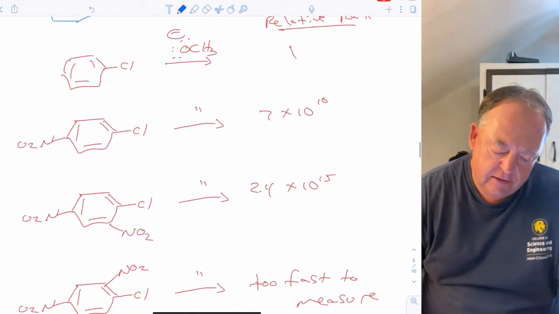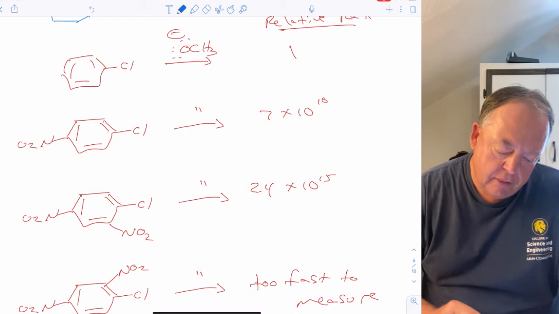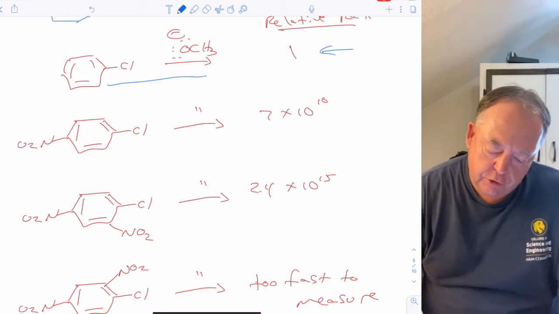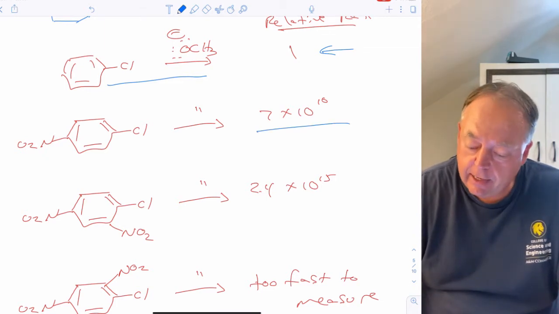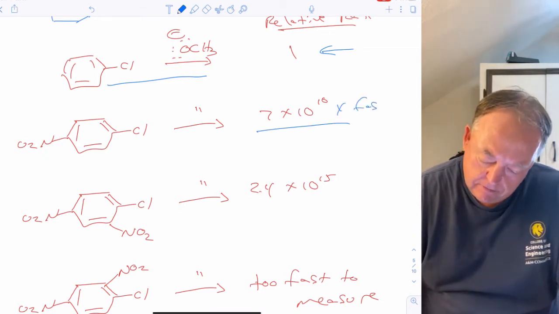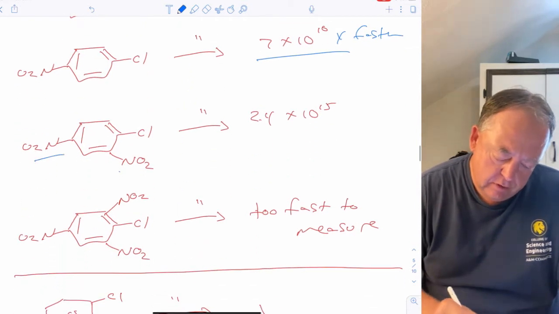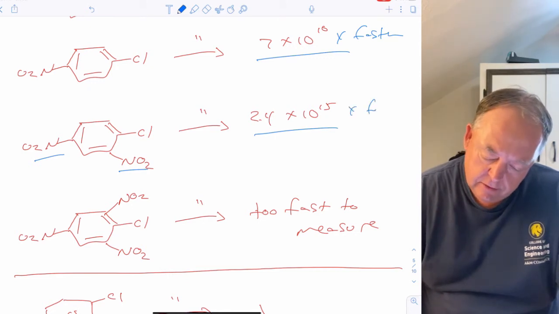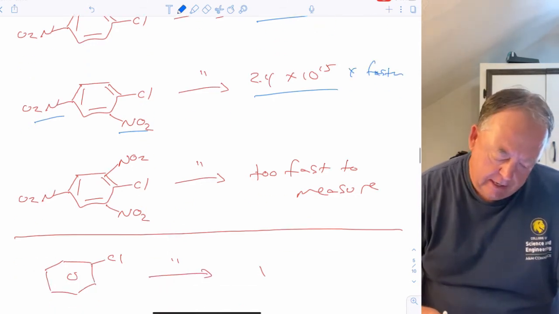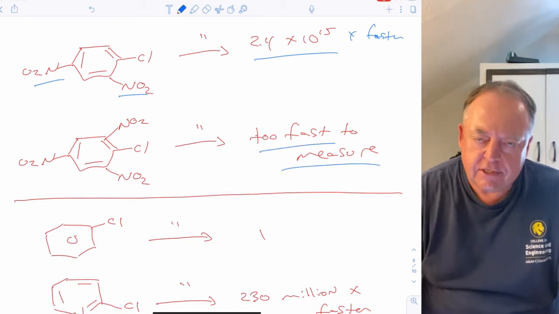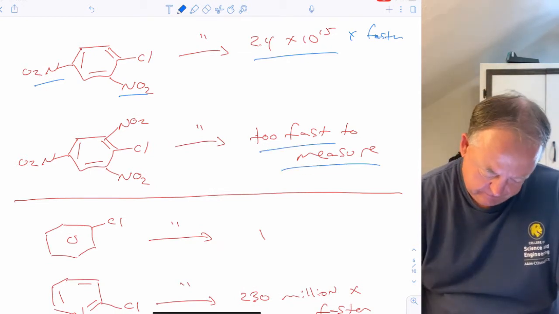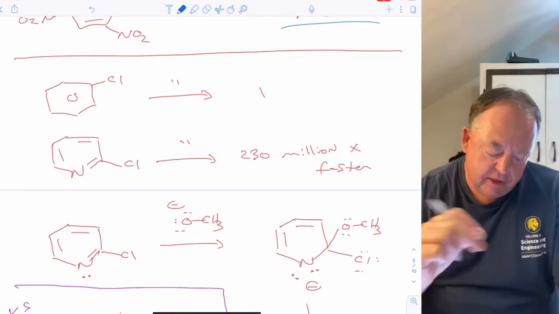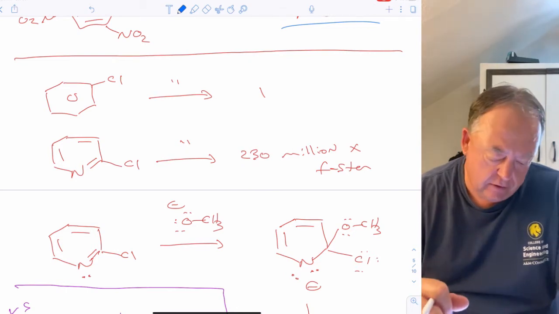How much does it activate it? So if there was no nitro group on the benzene ring and you did this reaction and you assign that a rate of 1, with one nitro group, the reaction is 7 times 10 to the 10 times faster. With 2 nitro groups, it's 2.4 times 10 to the 15 times faster. And if there's 3 nitro groups on there, that reaction is too fast to measure. Okay, so that's another example of how things can help facilitate nucleophilic aromatic substitution.